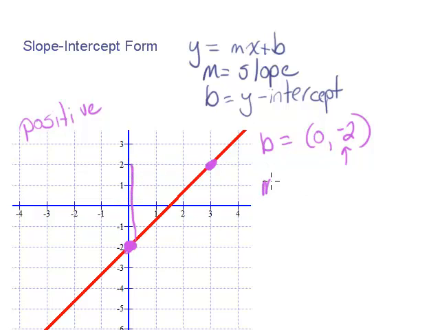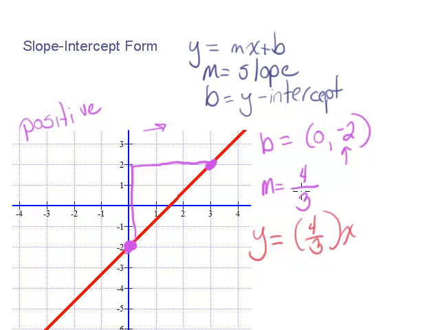So far our change in y is positive 4, and for our run, we're going to go to the right 3. So that's going to give us positive 1, 2, 3. So our slope is 4/3. We're going to use these values and write them into the equation, and we get y equals 4/3 x, because that's our m, and then not plus -2.